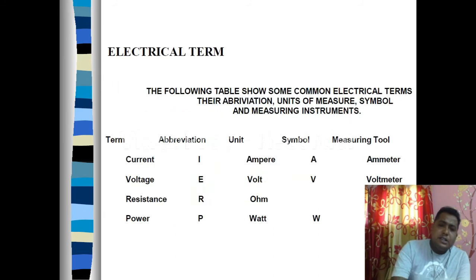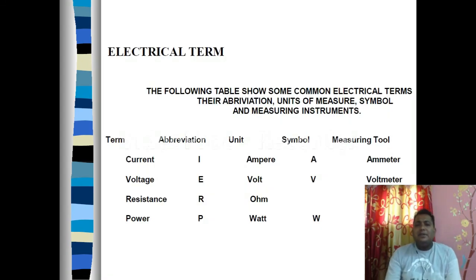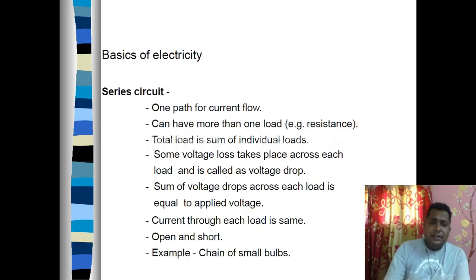Not going into details, coming to the next. This is a very interesting picture of a chart where we can see the quantity, abbreviation, unit, symbol and measuring tool. Everything is mentioned over here. Whatever we have discussed till now, the summary is presented here. You have to remember these things, because in future you will need them daily. We have to remember and then understand this. So coming to the next slide.